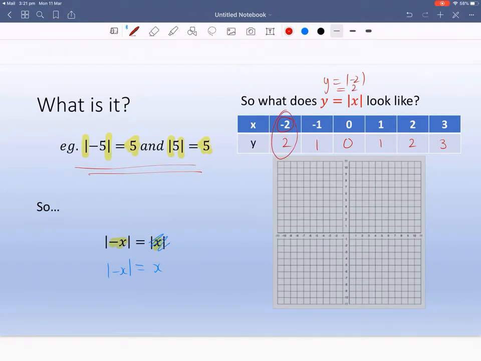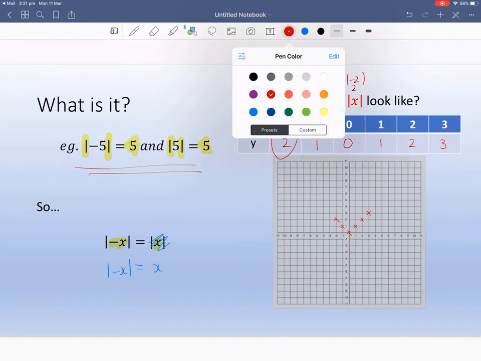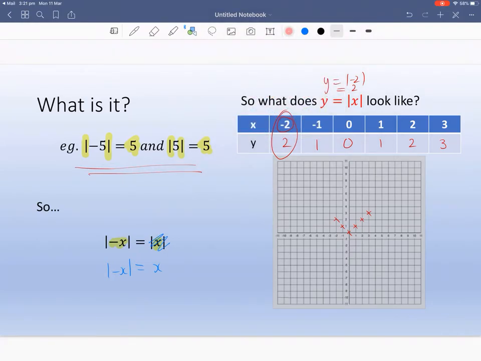Remember, these are points. So minus 2, 2 is going to be there. Minus 1, 1 is going to be there. 0, 0 is going to be there. 1, 1, 2, 2, 3, 3. And then we can just keep going. So if I just draw a straight line amongst all those, let me choose that color pen. So it looks like this and like that. Okay? And I could probably get more accurate. Let me try to get it more accurate. Yeah, that's a bit better.